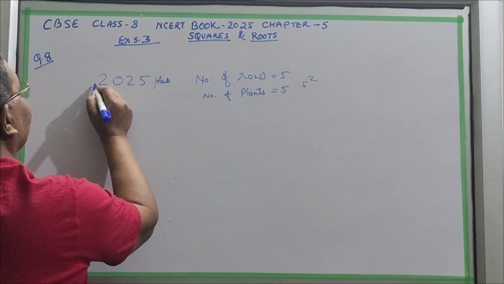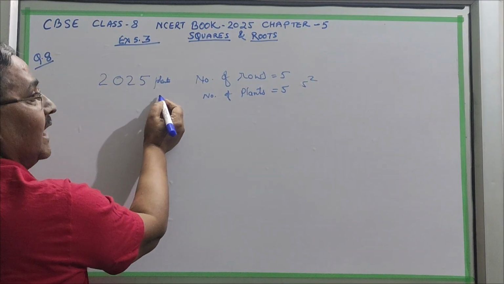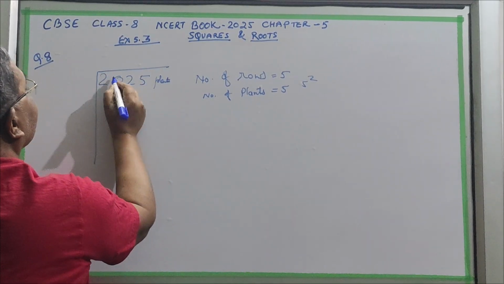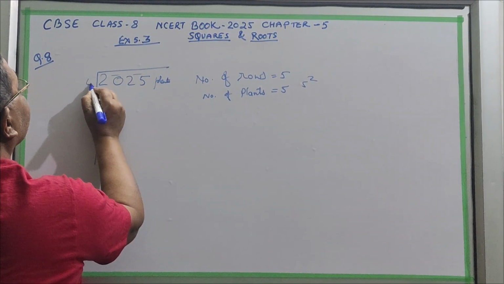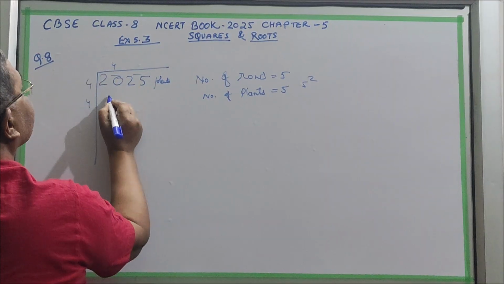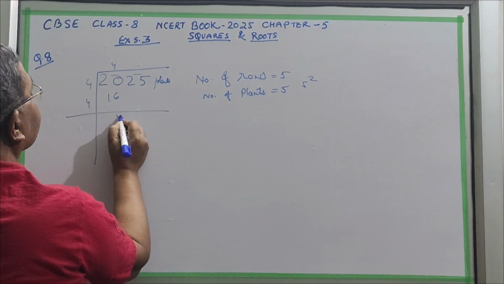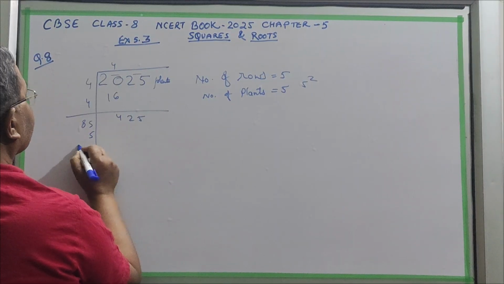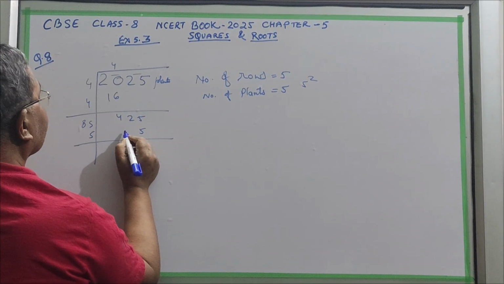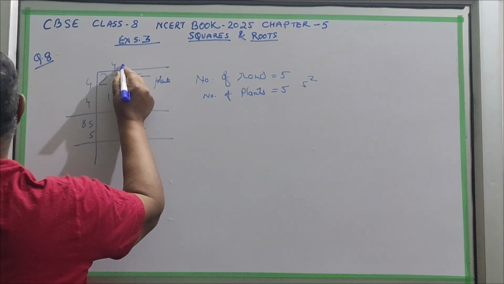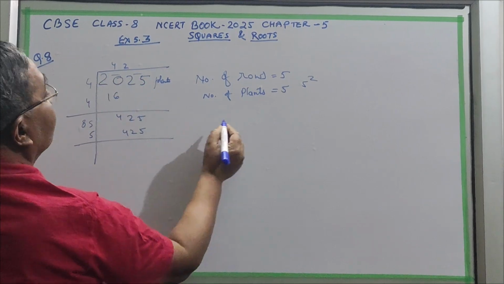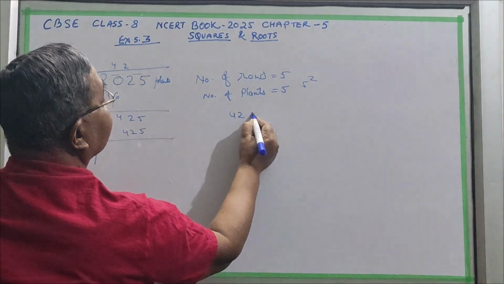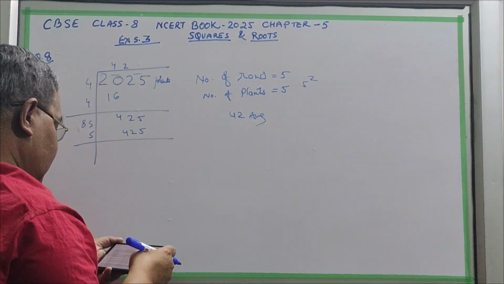So to find the square root, either by prime factorization we will do, or by this way we will do. Okay. So the answer is 45.